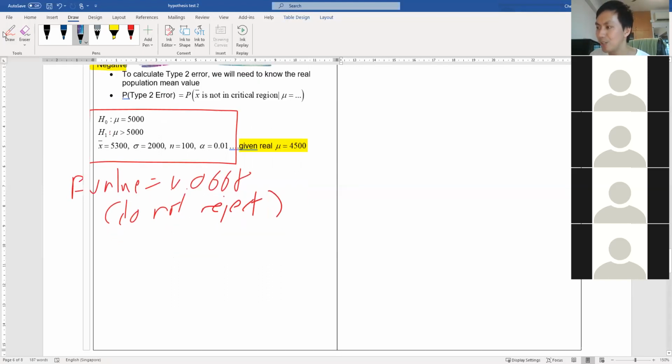Okay, so now the issue of type 2 error is the hypothesized mu here. 5,000 is actually wrong. The actual mu is actually 4,500. Okay, this is impossible. Let me just change this, make it a little bit more plausible.